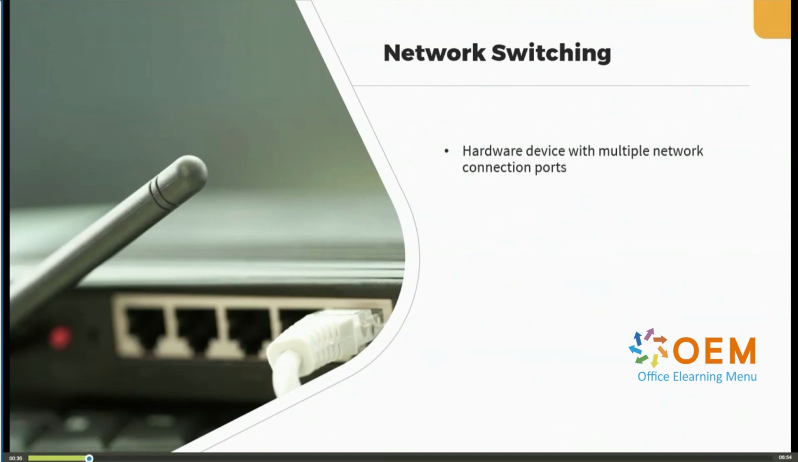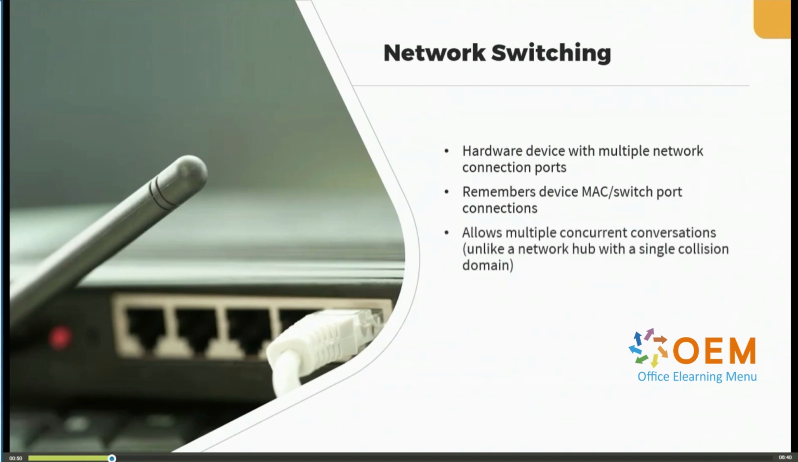That's a switch. You could have multiple switches linked together, of course, if you have a lot of devices plugged into the network. A network switch has its own memory, its RAM, and it remembers the device MAC address that is plugged into a specific switch port. By doing this, it allows multiple concurrent conversations between devices plugged into the switch, unlike a traditional network hub, which physically looks the same. You've got a bunch of ports, you plug stuff into those ports, but on a hub, only one conversation can take place at a time. There's only one collision domain on a hub.